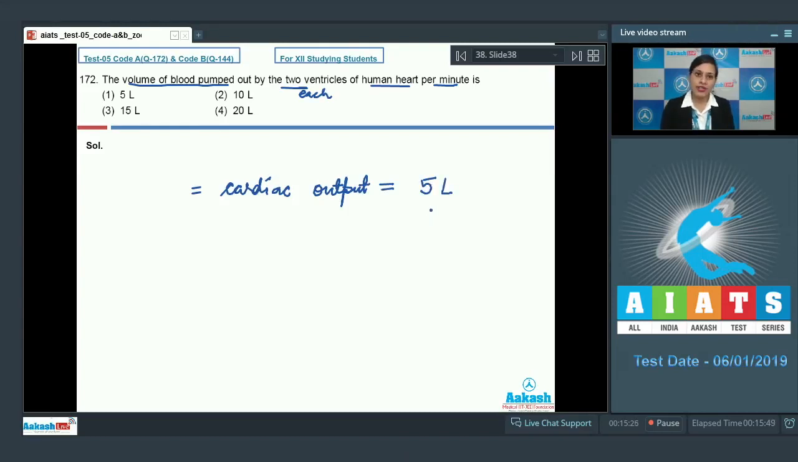So if each ventricle is pumping 5 liter of volume, then 2 ventricles will pump 10 liter of blood per minute. So the correct answer for this question is option number 2, that is 10 liter, whereas 5 liter is the volume of blood pumped by each ventricle of human heart per minute. So this is an incorrect option, and 15 liter and 2 liter are also incorrect options. So the correct answer is option number 2. Let's discuss our next question.